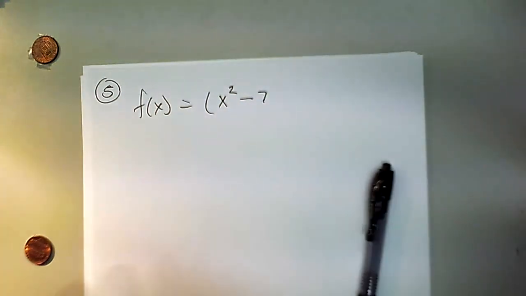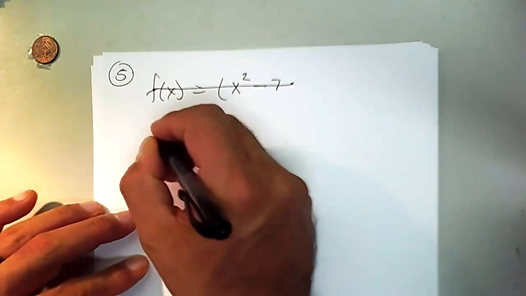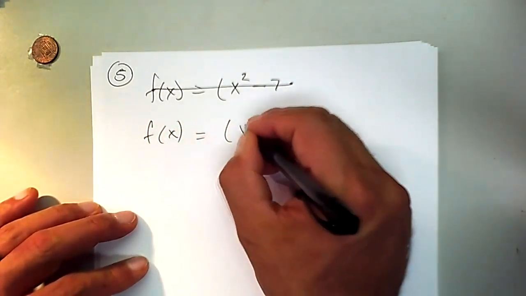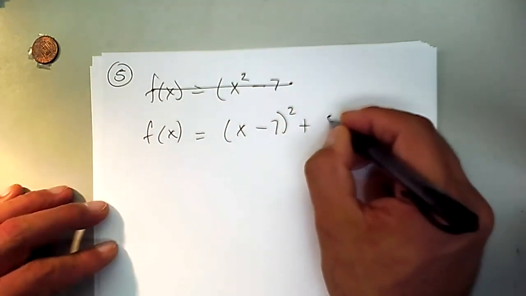Sorry, let me just scratch that. Sorry about that. I was distracted for a moment. I meant to say (x minus 7) quantity squared plus, I don't know, 8.